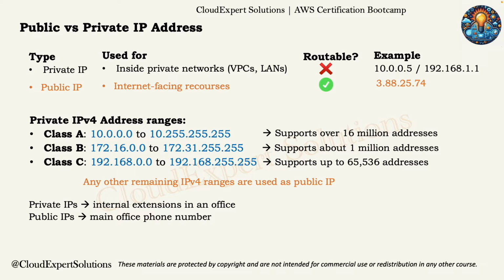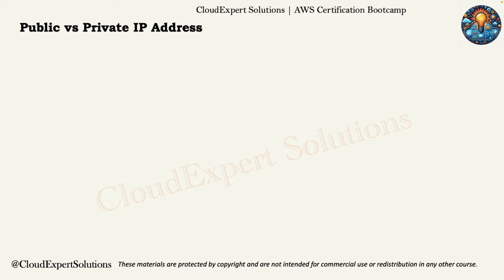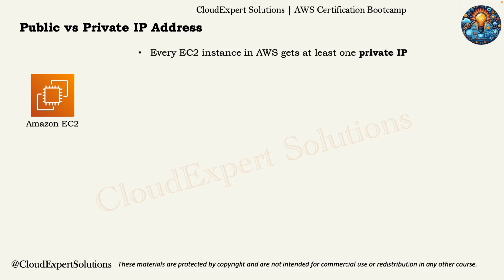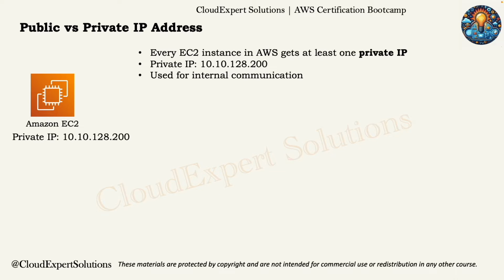You must be thinking, why does it matter for EC2 instances? Because when you launch an EC2 instance, it always gets at least one private IP. And this private IP is used for internal communication within your VPC or virtual private cloud. Private IPs are static and they don't change. Even if you restart your EC2 instance, the private IP will not change and it will be constant.